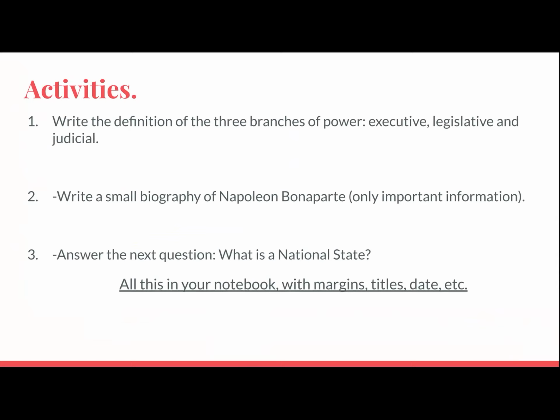For the activity, guys, you are going to write the definition of the three branches of power: executive, legislative, and judicial, just like we saw in the video. Number 2, write a small biography of Napoleon Bonaparte, but only important information, maybe 1 or 2 paragraphs. Number 3, answer the next question: what is a national state? Also, the information is in the video. All this in your notebook with margins, titles, dates, etc.